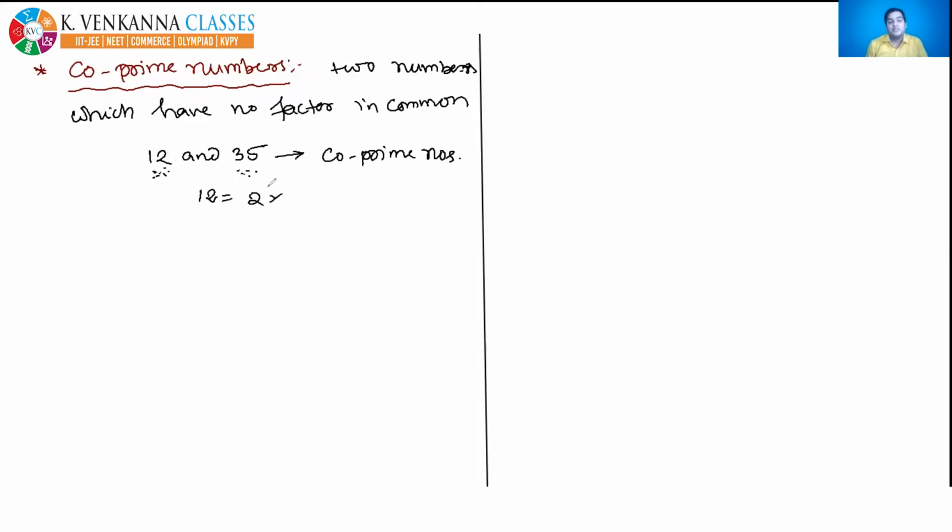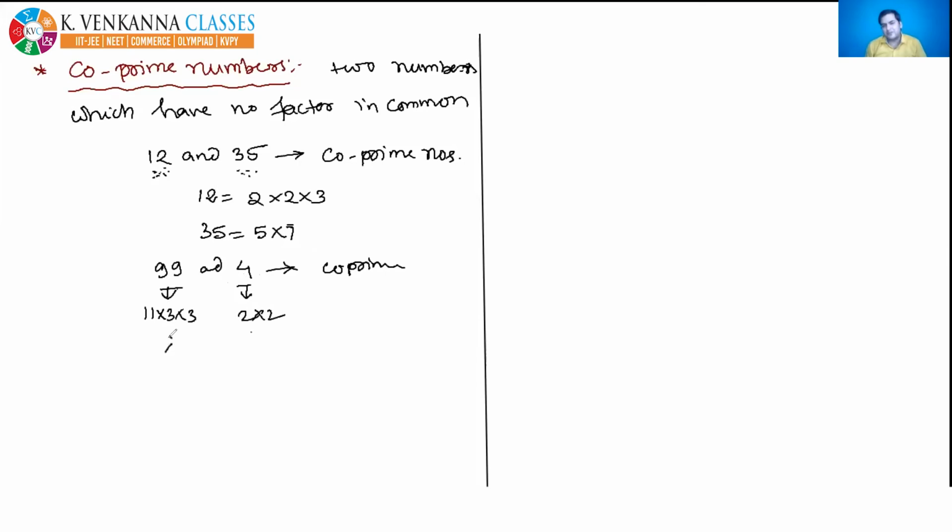So these are also co-prime numbers because these two have no factor in common. For example, 12, its prime factorization is 2 into 2 into 3. 35, its prime factorization is 5 into 7. No factor in common in these two, and that's why these are co-prime numbers. Anything it can be, for example, 99 and 4. Yes, these are co-prime, no problem, because there are no factors in common. 99 can be written in prime factorization as 11 into 3 into 3, and 4 can be written as 2 into 2. So no factor in common, and that's why these are co-prime numbers.